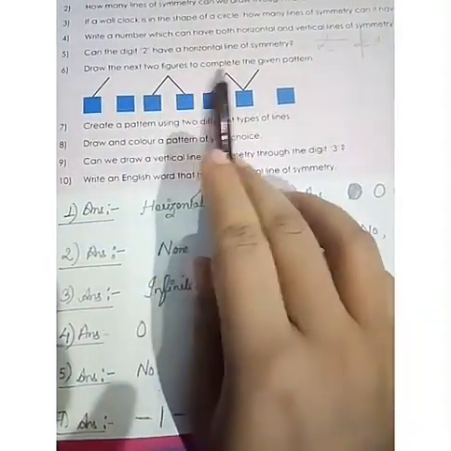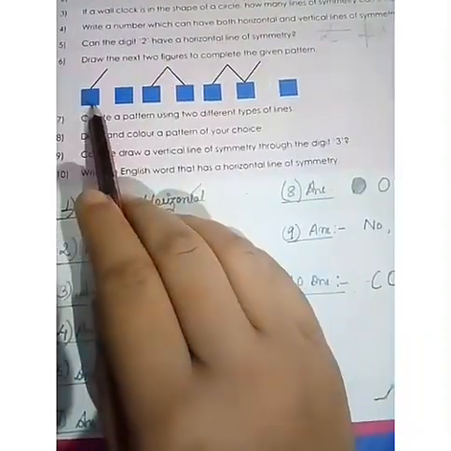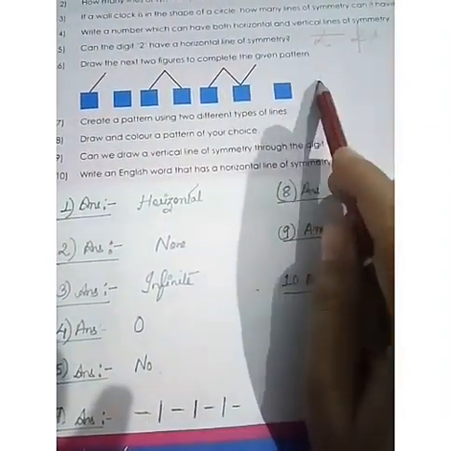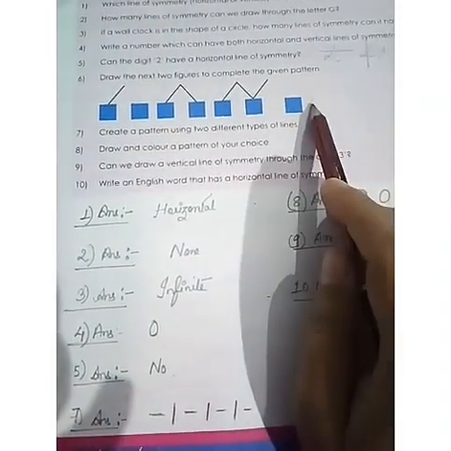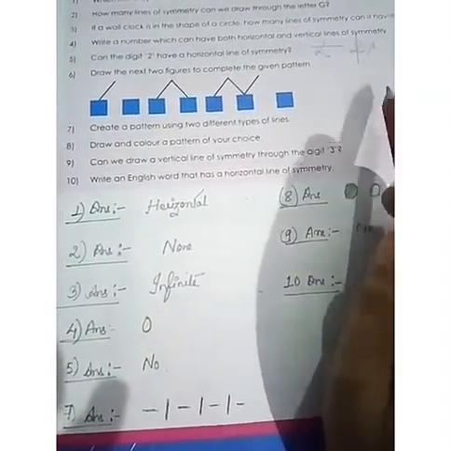Draw the next two figures to complete the given pattern. So here the squares are given, you can do it on your own. Alright, so you can draw the remaining figure here. Try to do this on your own, although I will be uploading the correct answer. Alright, you can complete the pattern here.